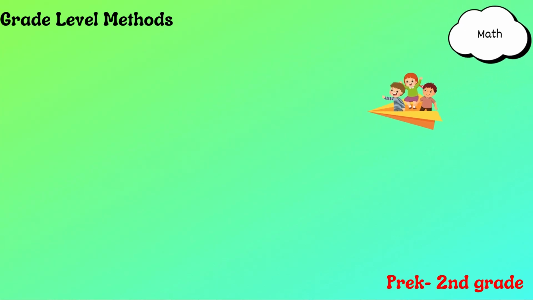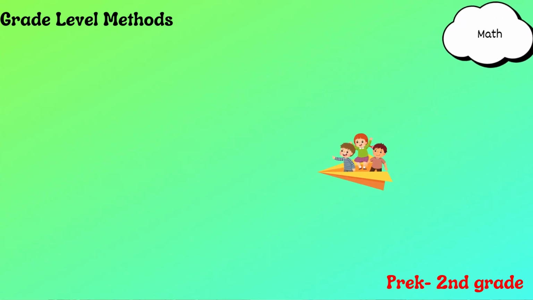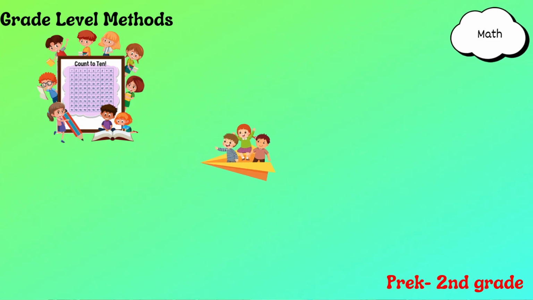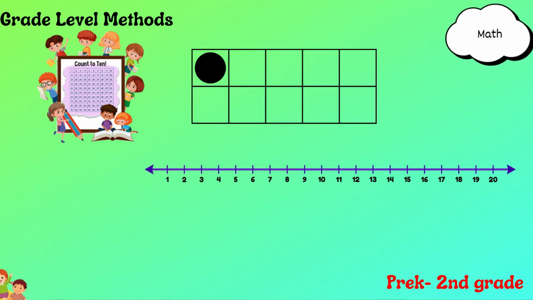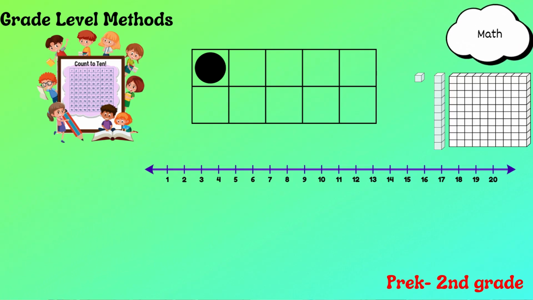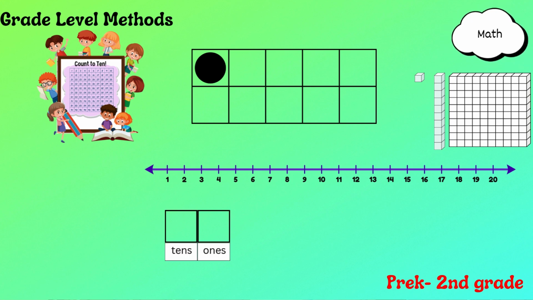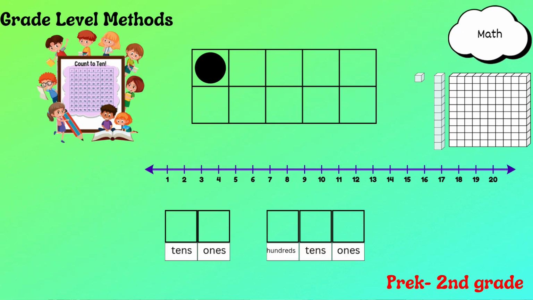To keep it simple, pre-K to second grade level methods will want a hundreds chart, a 10 frame, a number line to 20, and the base 10 blocks with explanation. A place value chart for ones and tens if you're in pre-K to first grade, and then that chart should go up to hundreds if you are in the second grade.